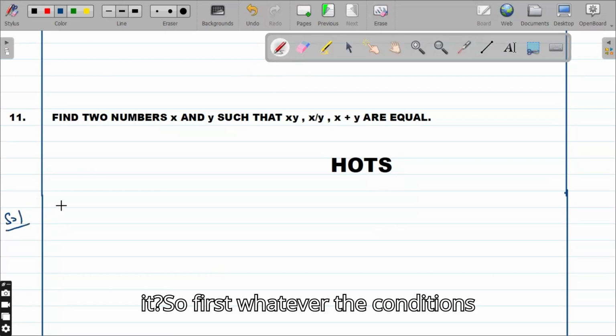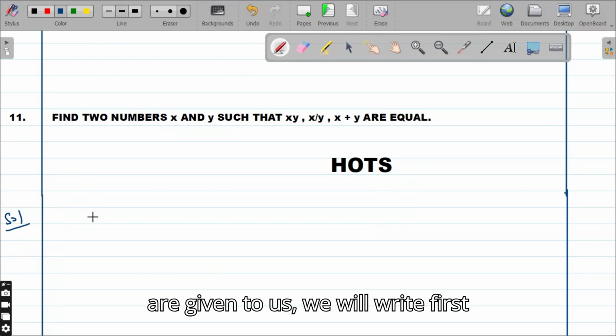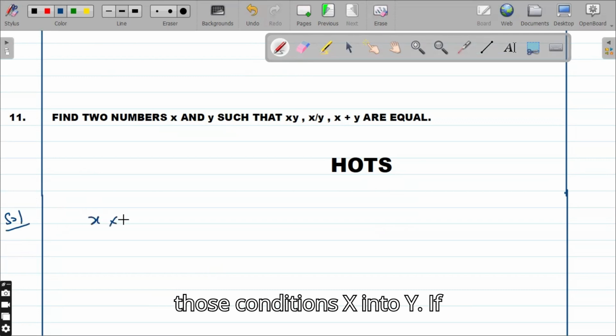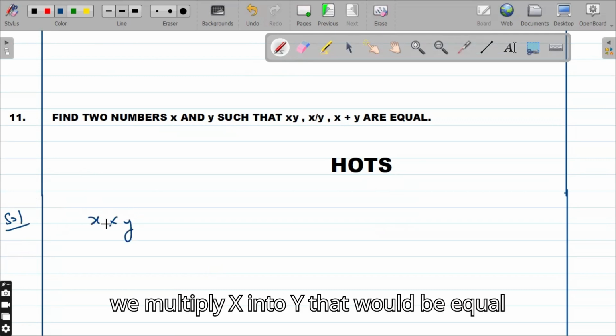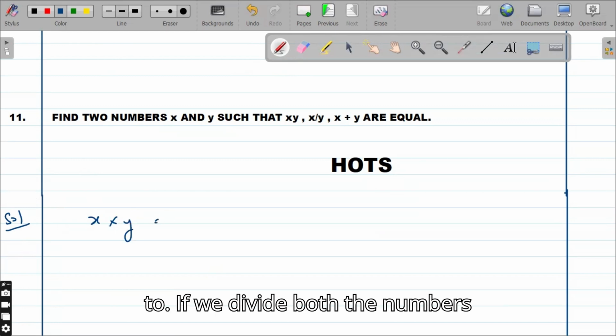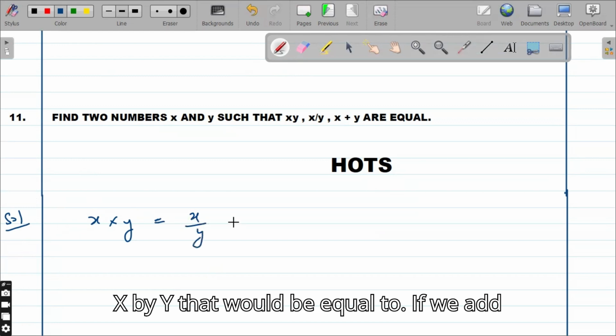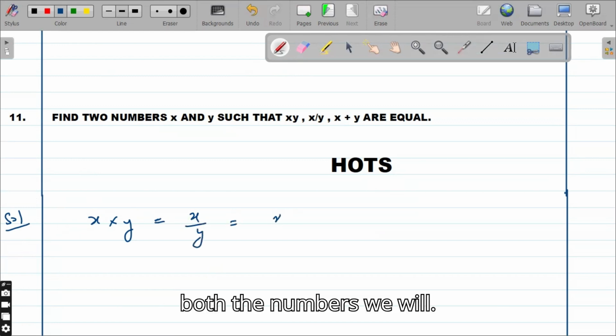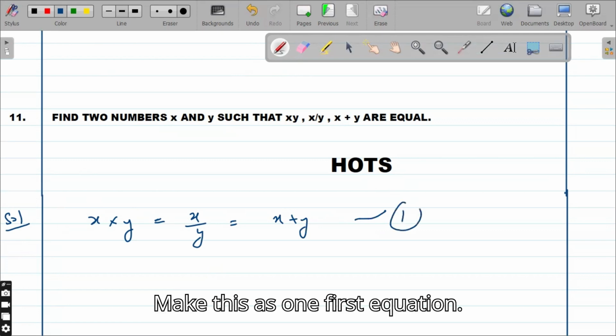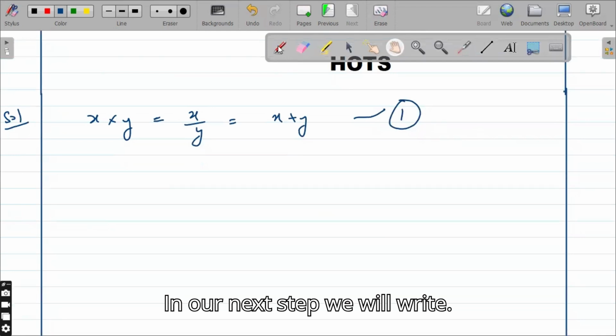So how will we solve it? First, whatever conditions are given to us, we will write those conditions first. x into y, if we multiply x into y, that would be equal to, if we divide both the numbers x by y, that would be equal to if we add both the numbers. We will make this as equation 1.